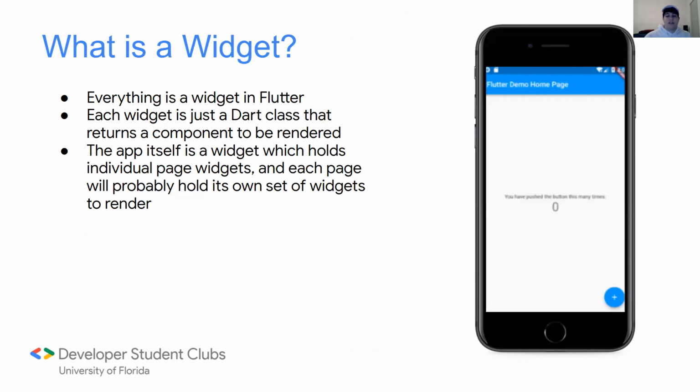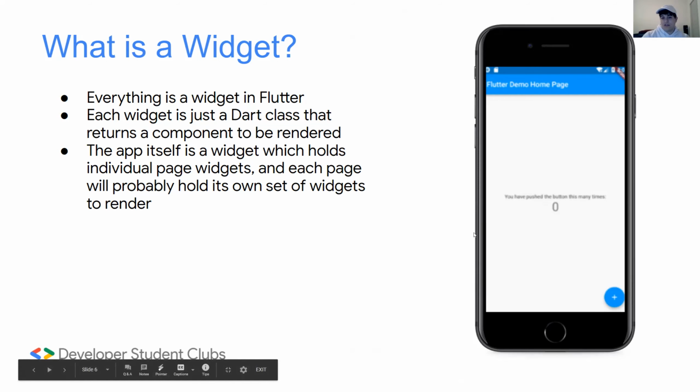So one of the most important things in Flutter is called a widget. Everything is a widget in Flutter, so I'm going to be using this word a lot. The entire user interface is just a composition of different widgets in which you specify the view of that component by passing in certain configurations, like saying the app bar is blue, something like that. And at a code level, each widget is just a Dart class that returns a component to be rendered. So the app itself is a widget which holds individual page widgets, and each page will probably hold its own set of widgets to render. So everything is a widget.